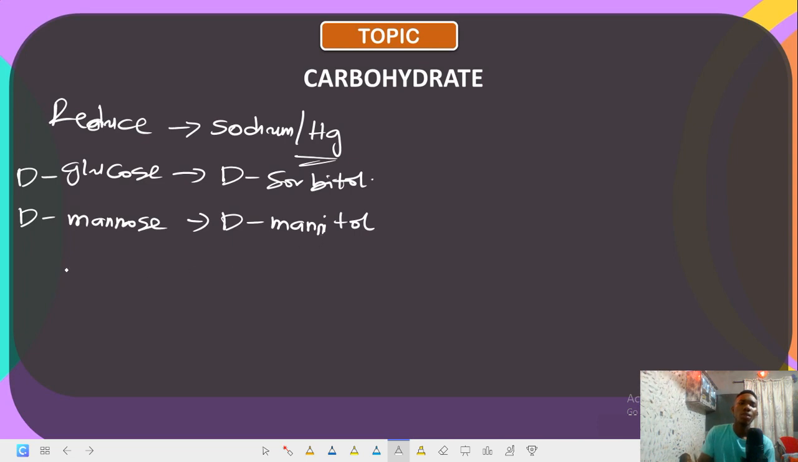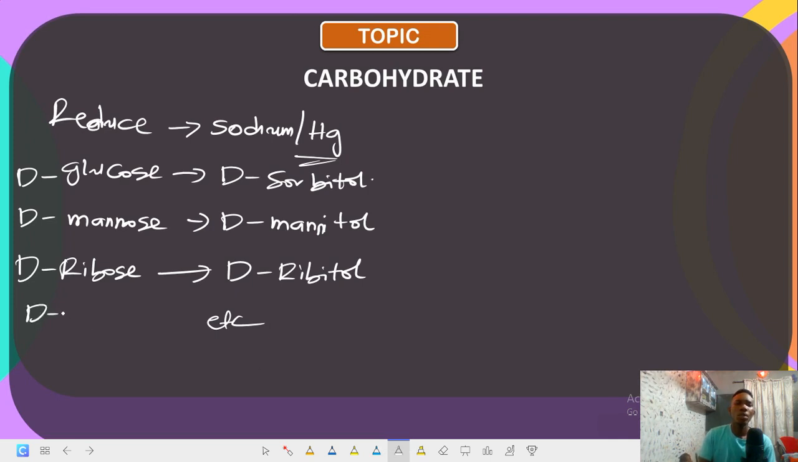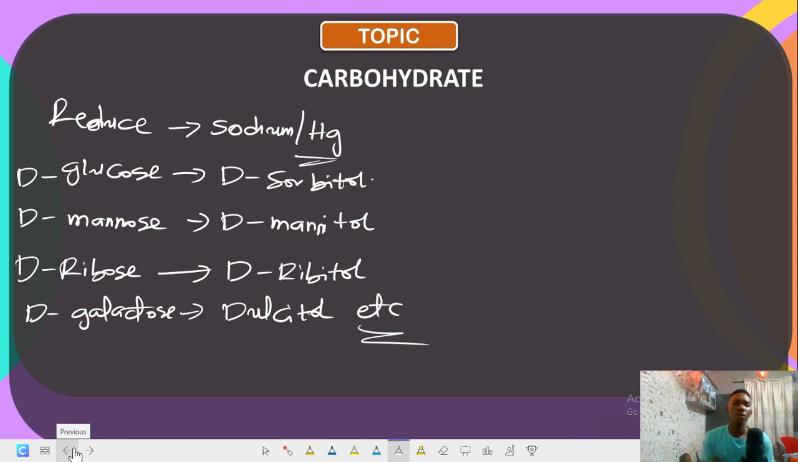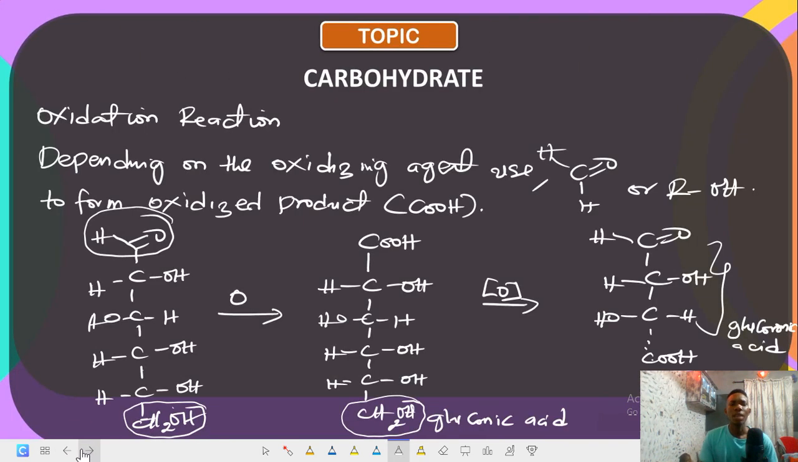The spelling I'm not sure. D-ribose will form D-ribitol, and etc. Even D-galactose will form, I think this will form dulcitol, and then etc. So that is for the reducing and oxidizing.